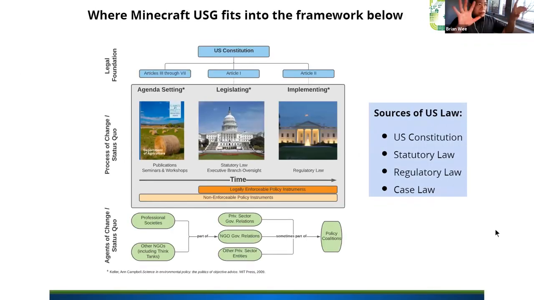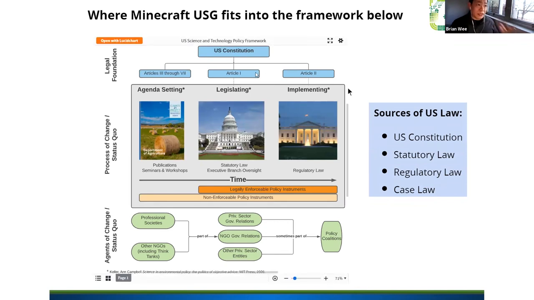Before that, here's a review of what we just did when we talked about Article 1 and Article 2 of the US Constitution, where Congress passes laws which are legally enforceable. But one step before Congress, organizations like ESIP, various societies, even AAAS and AGU, and the National Research Council, through workshops and seminars, do the agenda setting, setting the scene for policy change, the role of Congress and the role of the executive branch.